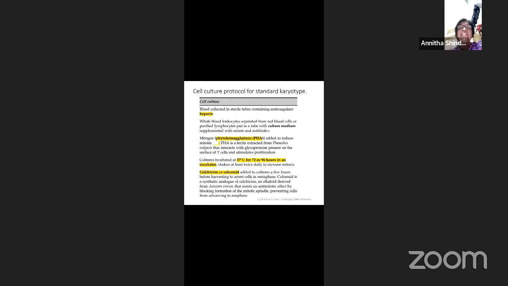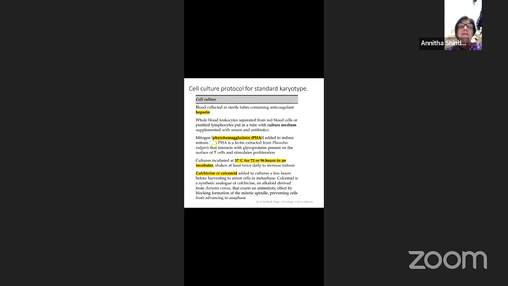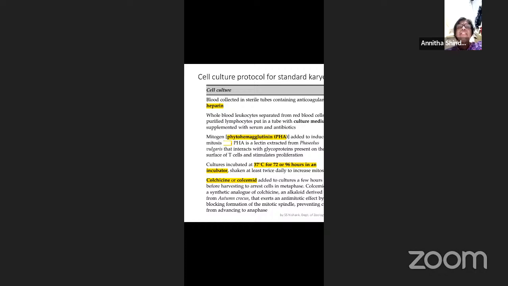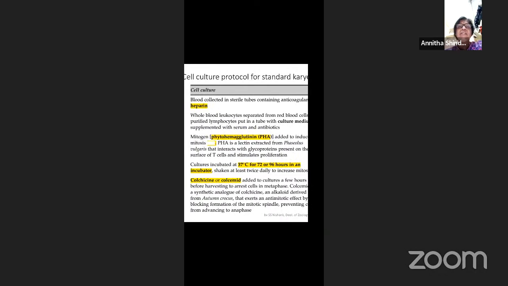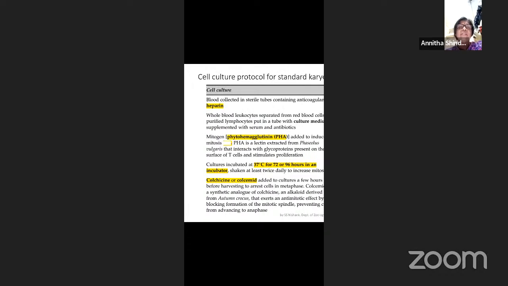Okay. Then this is the cell culture protocol for a standard karyotype. Just now I have told you the same. See, blood cells are collected in sterile tubes. Then the whole blood leukocytes are separated from the red cells. They are put in culture media. Then mitogen. Okay, you might also use colchicine.